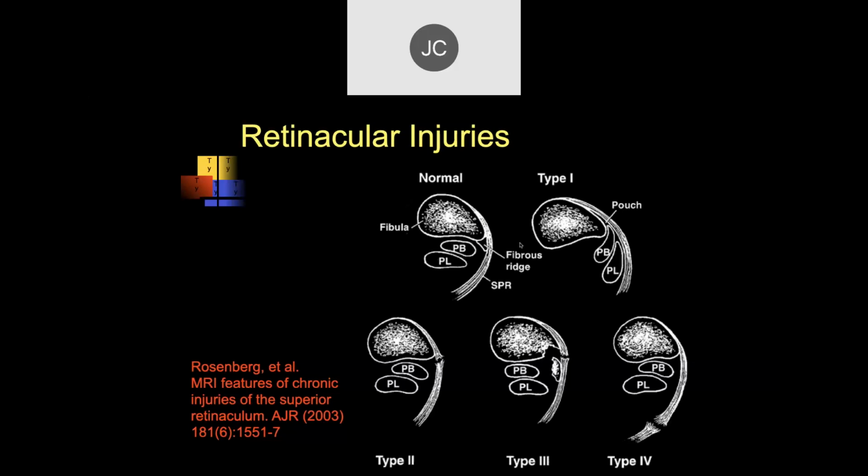You can get tears of the retinaculum, which can lead to lateral displacement of the peroneal tendons. Type 1 is where you just have separation here between the lateral retinaculum and the cortex of the lateral malleolus, and the tendons can sublux into the defect between the retinaculum and the bone. Type 2 is a transverse tear of the retinaculum. Type 3 is an avulsion fracture of the retinaculum off of the lateral malleolus, and then you can have a less common posterior tear.